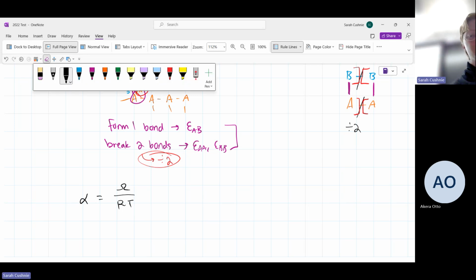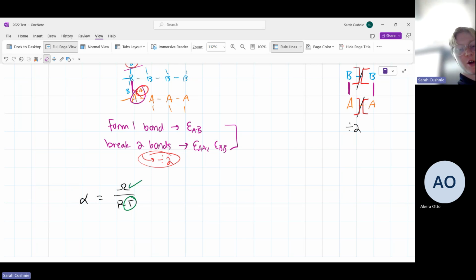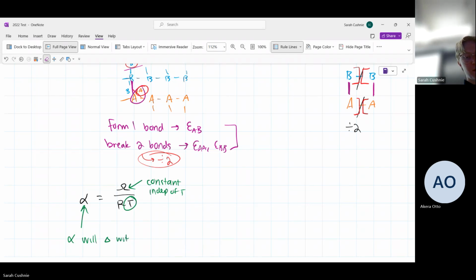Yeah. So the key here is that even though we have temperature in the equation, omega is still going to be constant and independent of temperature. What's going to change with temperature is our alpha value. Does that make sense? Amazing.